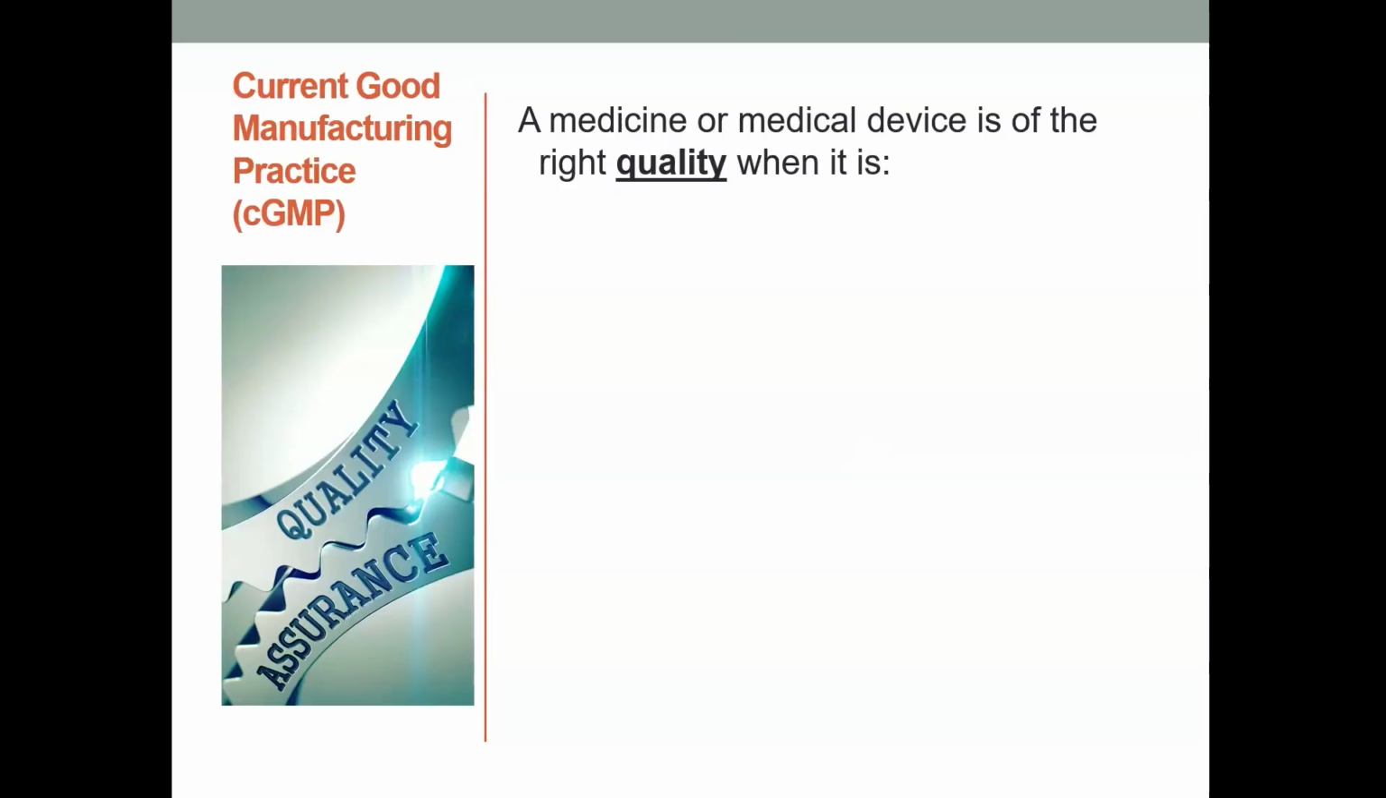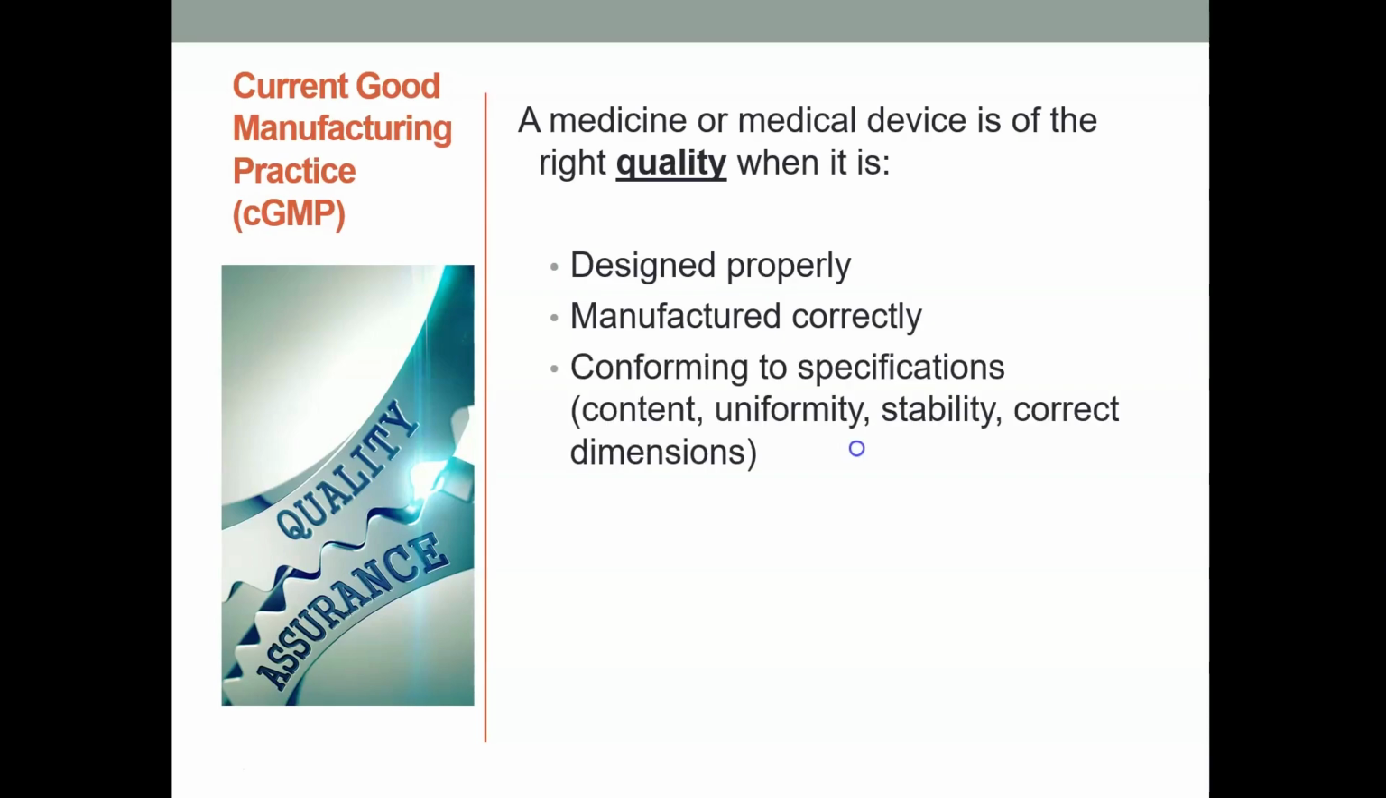Current good manufacturing practice. A medicine or device is of the right quality when it's designed properly, when it's manufactured correctly according to the validated status, according to the procedures that are outlined for its manufacturing, when it's conforming to all its specifications. So there are defined specifications for every product type, and they might be things like the content of it, how many milligrams of active there should be in it, the uniformity of it, how consistent it is across a batch, the stability of it, how long it will last for, the correct dimensions in terms of if you're talking about a medical device or other things like that.